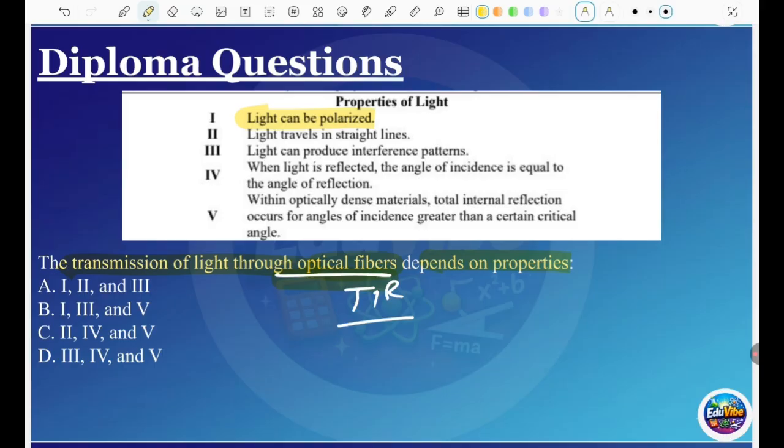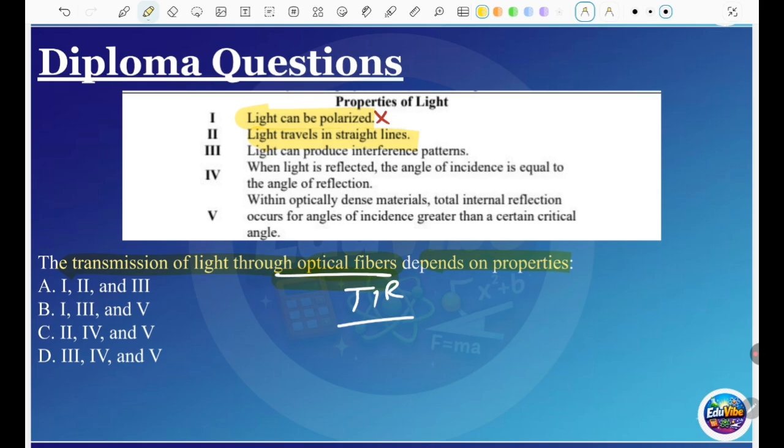Polarization is a topic that involves filters, transmission filters. There we use transverse and longitudinal waves. It is more of a wave thing. So this first option is not with us; we don't want this option.